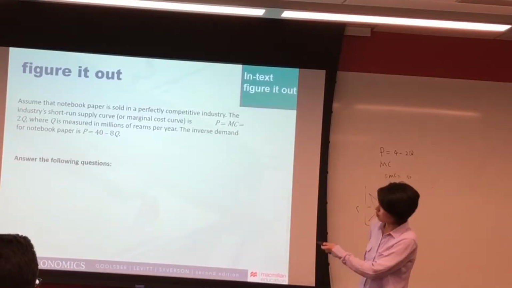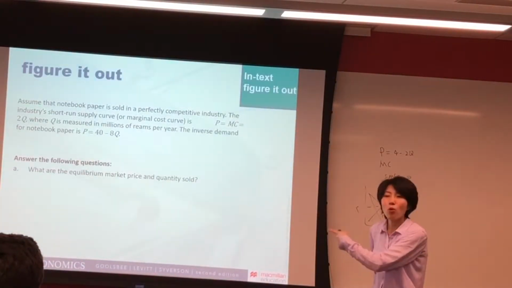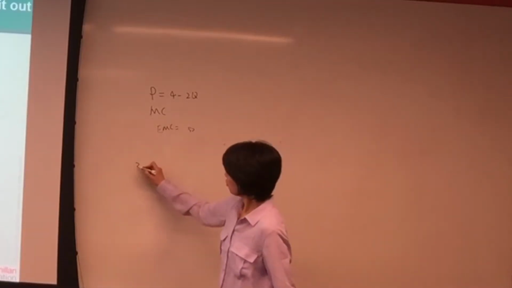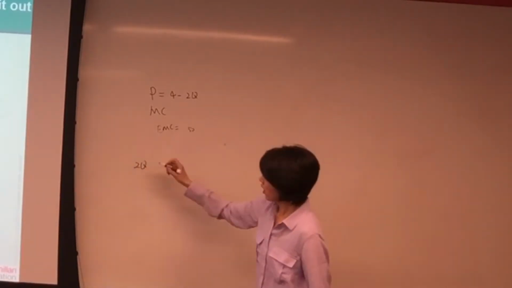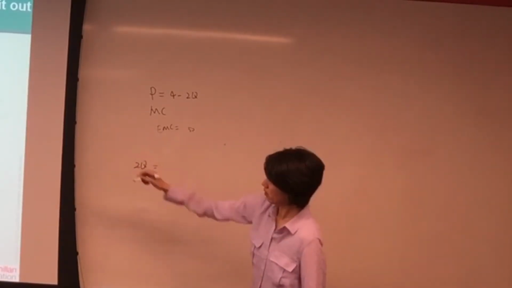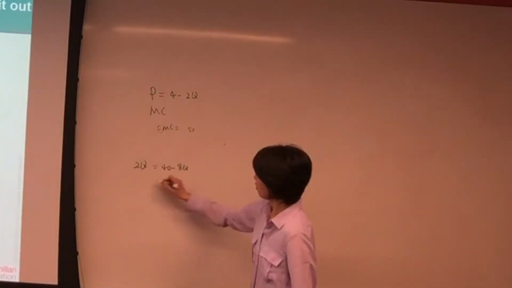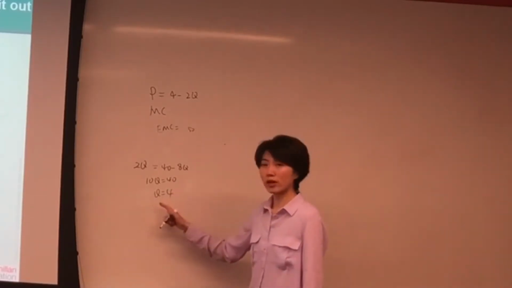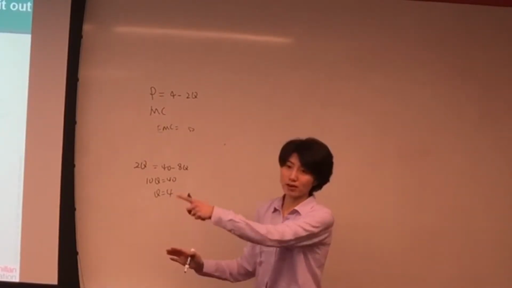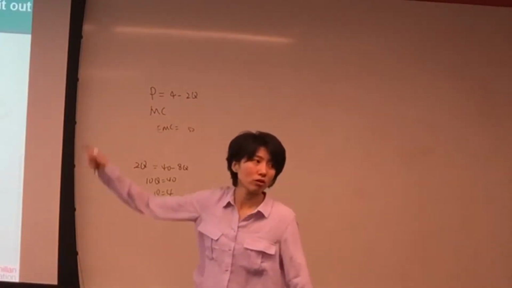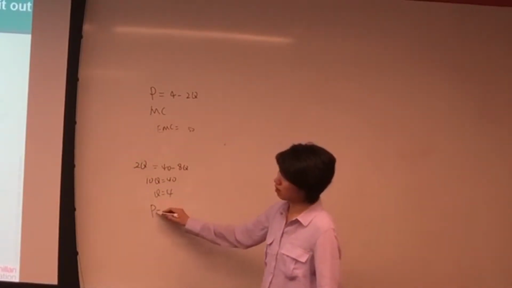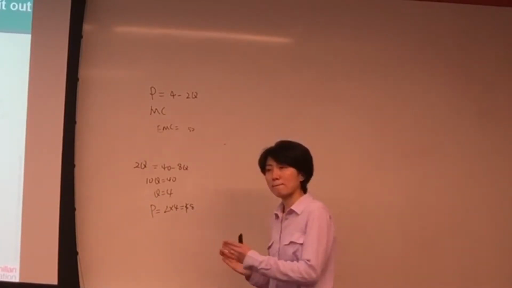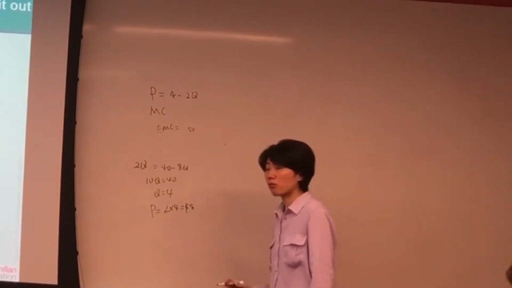So let's look at this. What is the equilibrium market price and quantity sold? Set these equal: 2Q, that's marginal cost, supply, equals demand, 40 minus 8Q. 10Q is 40, so Q is 4. This is the market equilibrium quantity, and to get the price, you can plug this 4 into either function. So P is 2Q, 2 times 4 is 8. That's our market equilibrium price and quantity.